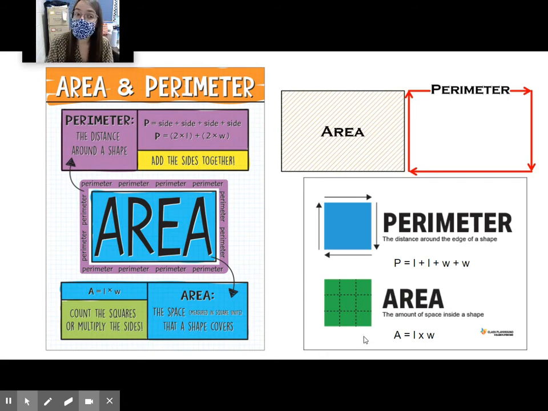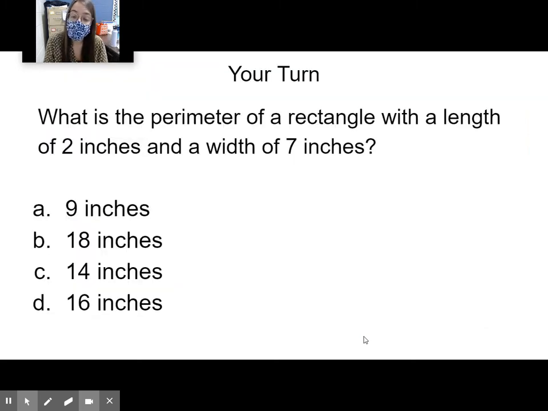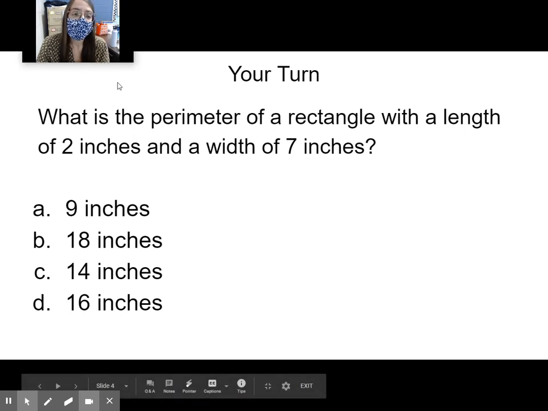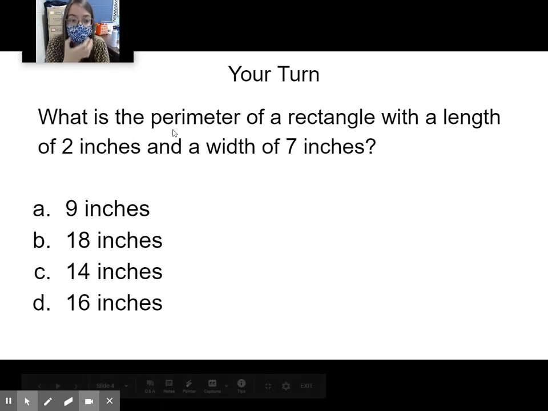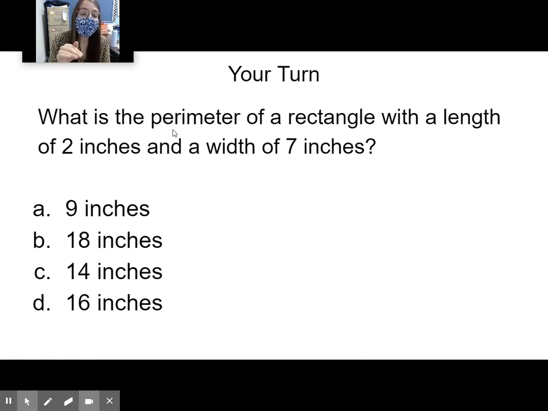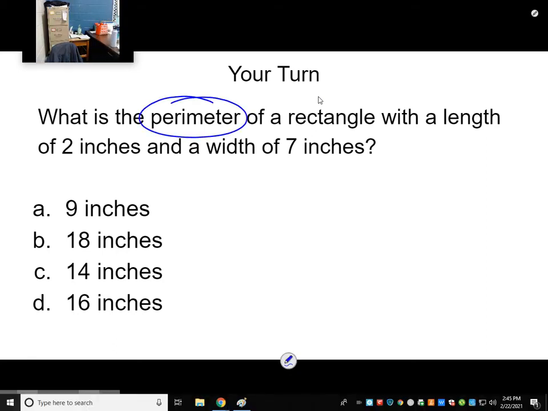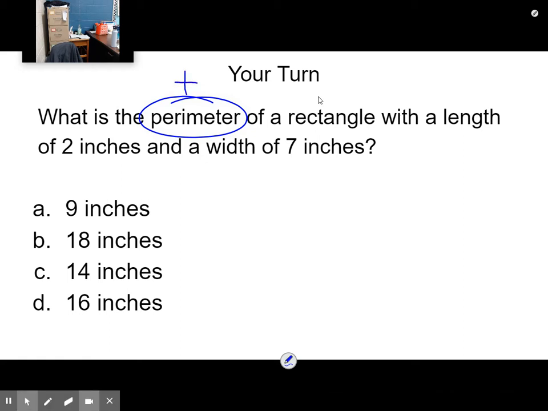Okay, so let me go over some practice problems, and these are the same problems that we did together in class. This is just a little review for you. All right, so it said, what is the perimeter of a rectangle with a length of 2 inches and a width of 7 inches? Well, first, boys and girls, before you start a problem, think about what it's asking, okay? Well, I see that the keyword in the question is perimeter. So I'm going to tell myself, ooh, P, perimeter, plus. So you might want to add a plus sign.